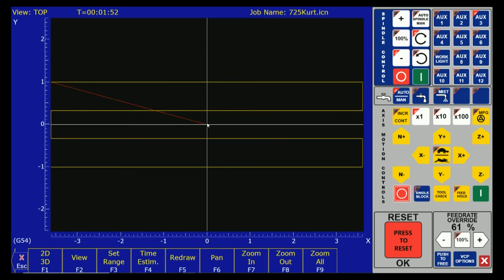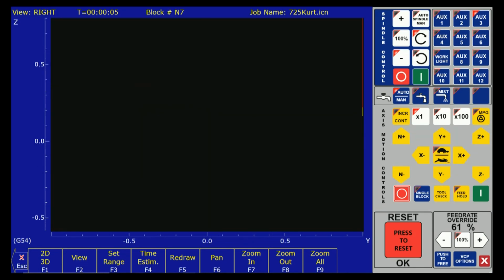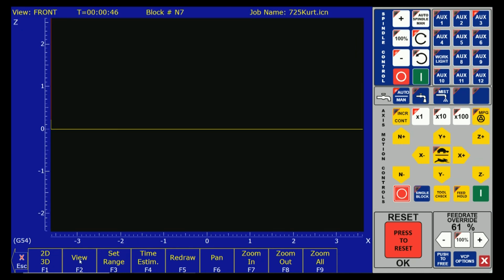So it looks like I'm starting 3.7 something to the left. It's going the full distance of my part, taking that pass. It looks good in X and Y. Now for Z, I need to hit F2 for view. And up in the right-hand corner, by hitting view once, it went to the right view. I'm going to hit view again, F2, and here's the front view.